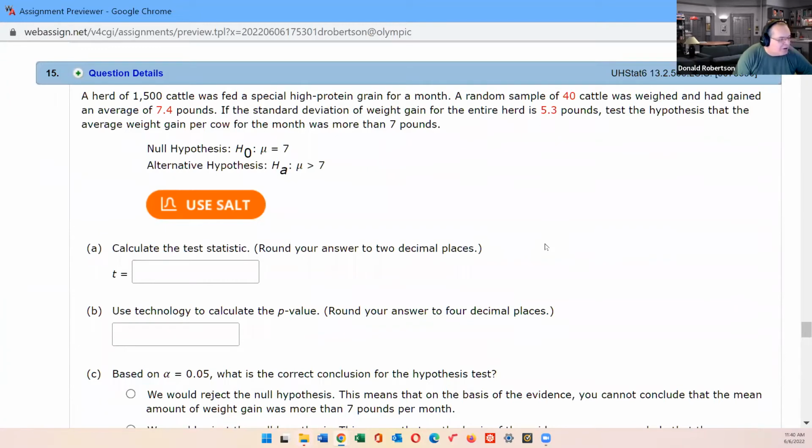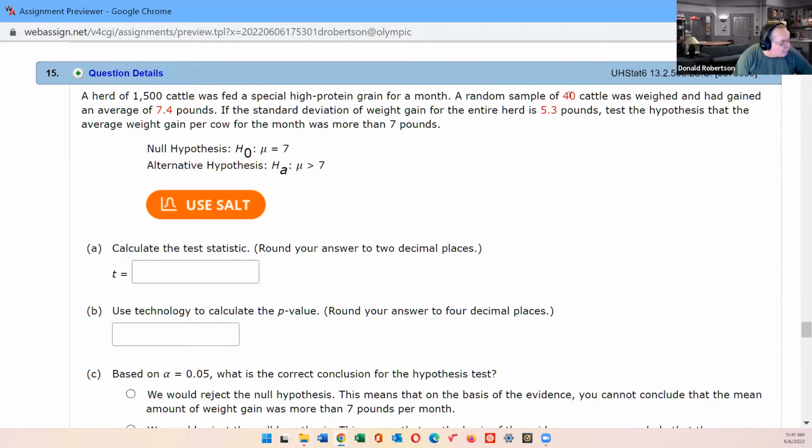Which one shall I do next? This is question 15. You looking at it? Right. A herd of 1,500 cattle. That's a pretty decent sized sample, isn't it? 1,500. So I'm just writing this down because it may disappear. And it's 1,500. And was fed a special high protein grain for a whole month. Normally they would do that just before it's time to slaughter, right? To try and get the weight up so they can get more money.